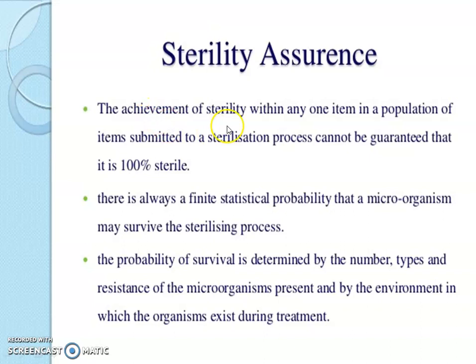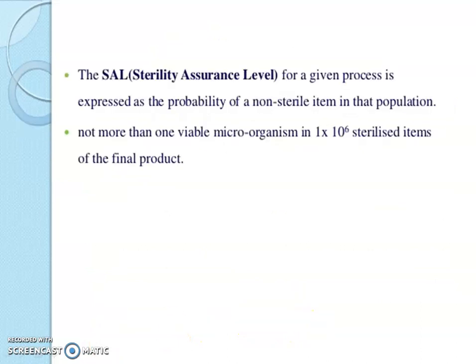Sterility assurance: the achievement of sterility within any one item in a population of items submitted to a sterilization process cannot be guaranteed, that is, it is not 100% sterile. There is always a finite statistical probability that a microorganism may survive the sterilizing process. The probability of survival is determined by the number, types and resistance of the microorganisms present and by the environment in which the organism exists during the treatment. The SAL, sterility assurance level, for a given process is expressed as the probability of a non-sterile item in that population: not more than one viable microorganism in 1 into 10 raised to 6 sterilized items of the final product.